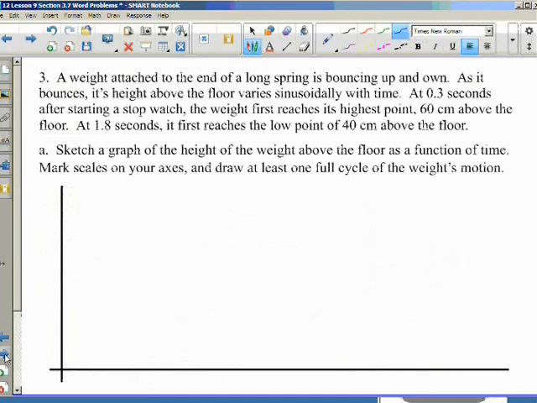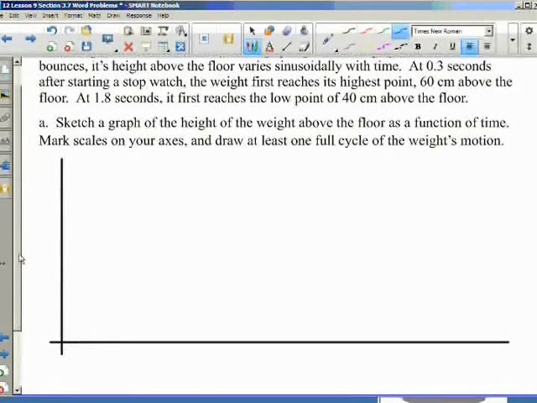So if we look at a problem like this where a weight's attached to a long spring, it's bouncing up and down, and as it bounces, its height above the floor varies sinusoidally with time. We could understand the situation to be that at 0.3 seconds, this weight sits at a height of 60 centimeters. So this would be height, and this would be time. And later on, at 1.8 seconds, it's now at 40 centimeters.